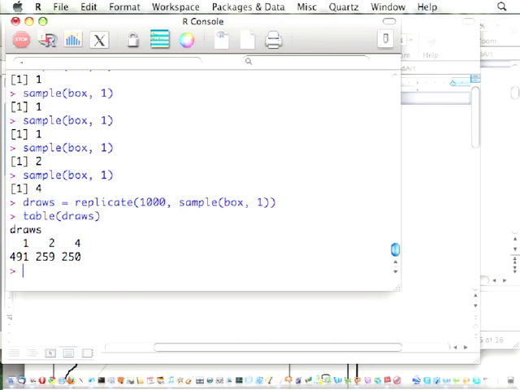But part of the problem is that here's the, let's draw a picture of the normal. So let's look at a curve of the normal with a mean of 250 and an SD of 50.